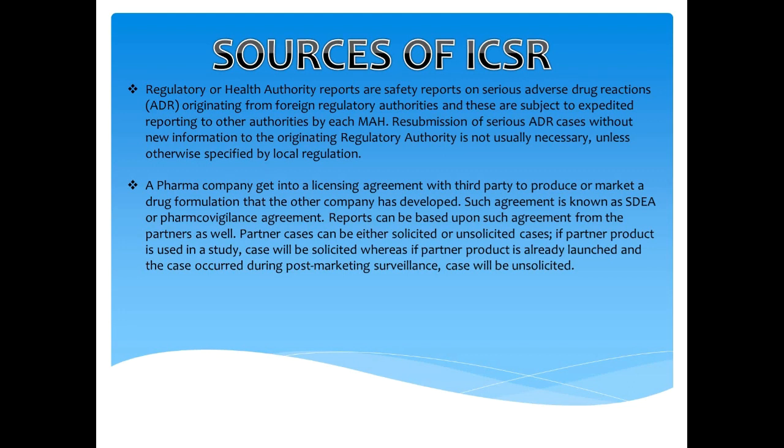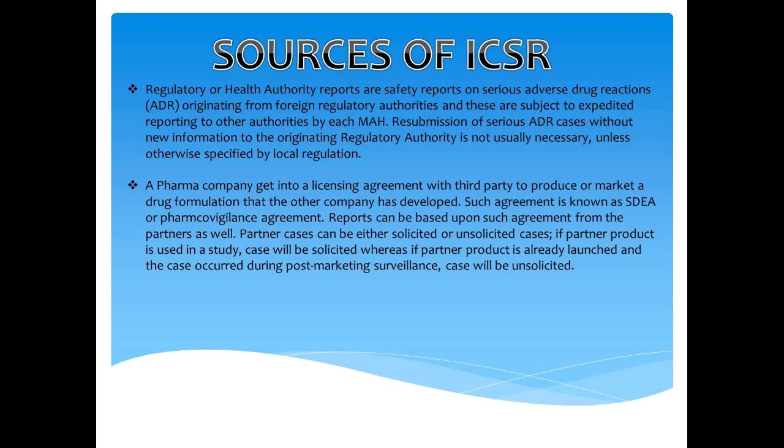Resubmission of serious adverse drug reaction cases without new information to the originating regulatory authority is not usually necessary unless otherwise specified by regulations. So what happens? A particular regulatory authority, for example the FDA, the regulatory authority of the US, provides a report to a particular company that holds the suspected product.